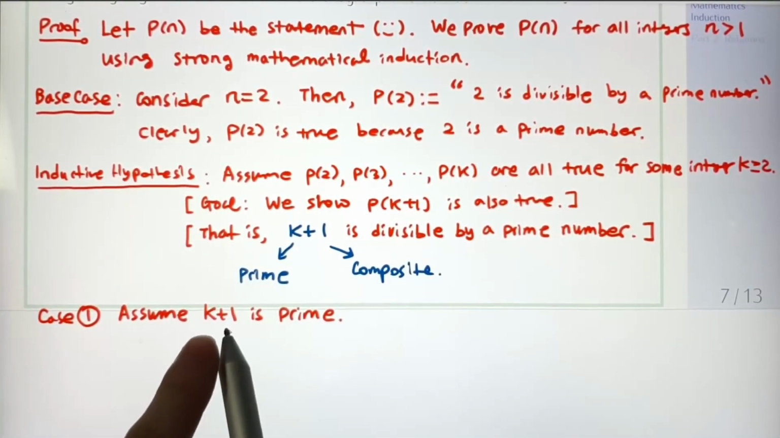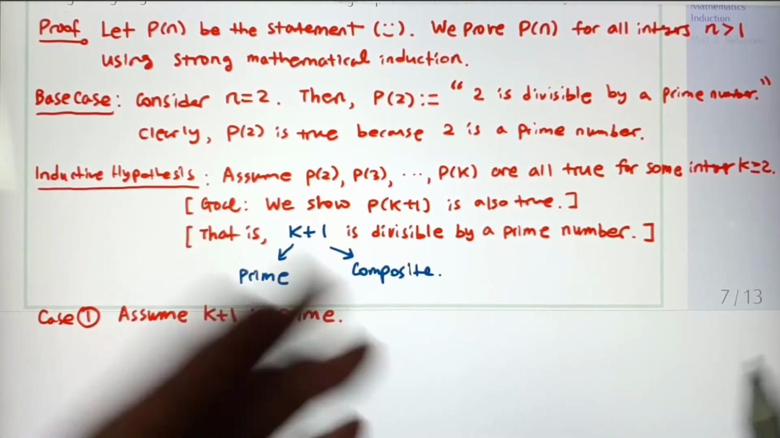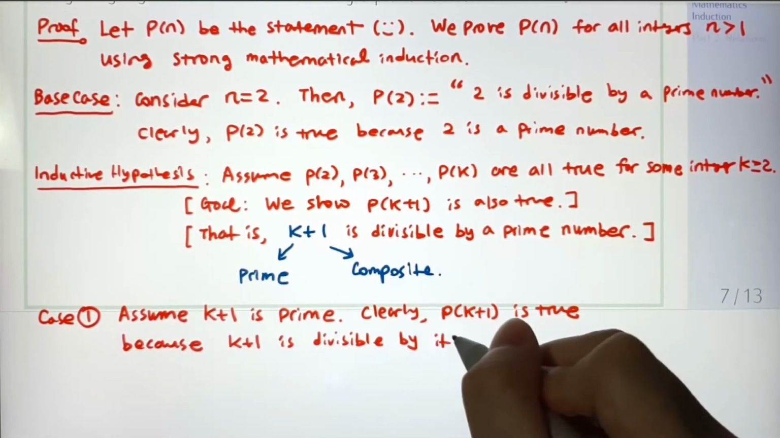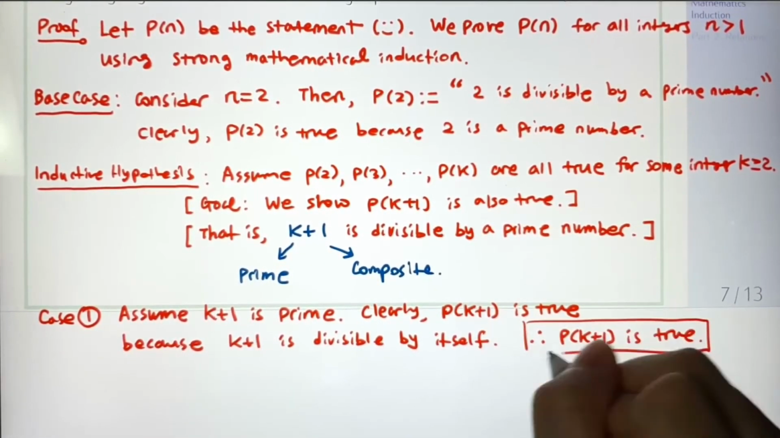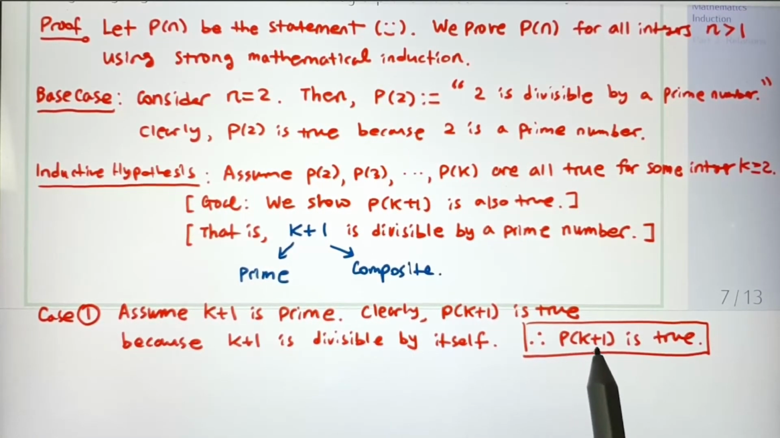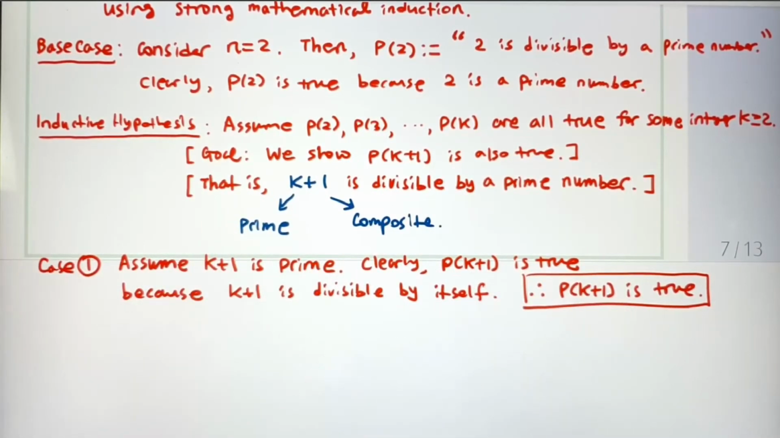If you assume k plus 1 is prime, then surely the predicate P of k plus 1 is true. Thank you, everyone. Case 1 is done. P of k plus 1 is true because k plus 1 is divisible by itself if we assume k plus 1 is prime. So the statement is true. Now, case 2. How about k plus 1 is a composite number?